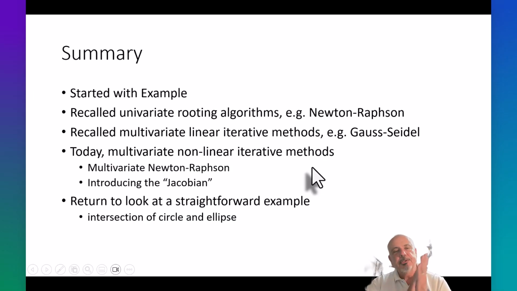Okay, in summary, we started with an example. We remembered our univariate nonlinear rooting algorithm for Newton-Raphson. We looked at our multivariate linear iterative methods, and we extended that thought process to a multivariate nonlinear iterative method. And that was multivariate Newton-Raphson. We brought in the Jacobian, and then we finished up with that straightforward example. So I hope you enjoyed it.